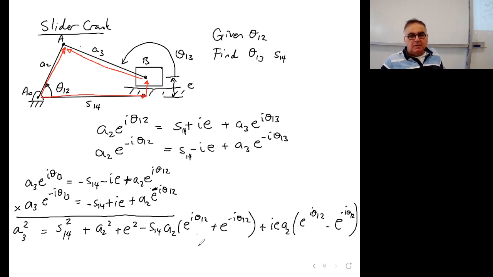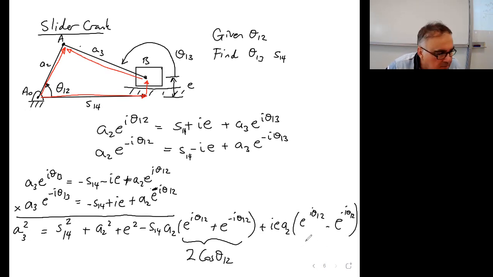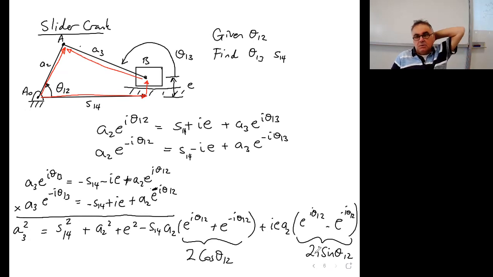Something like this. Now, these can be simplified. This term is 2 cosine theta 1, 2. And this term is 2i sine theta 1, 2 from Euler's identity again. So, using these, we get rid of the complex numbers in our equation, as we should, okay? Because we are dealing with a real thing here. We shouldn't eventually be having complex numbers in our equations. Let me write this down again.